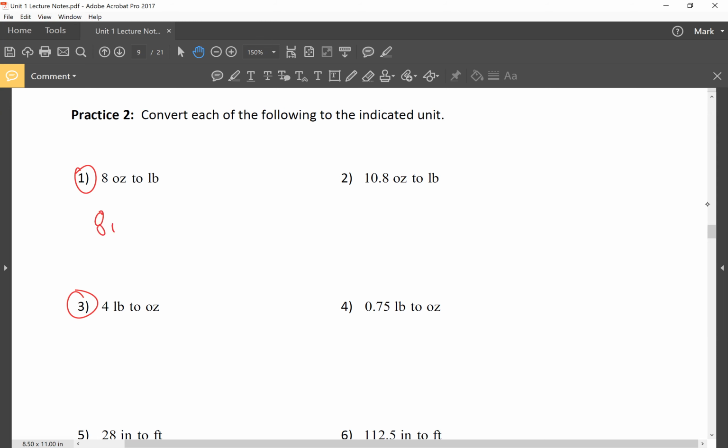So I have 8 ounces. I'm going to pounds. I know that there are 16 ounces in 1 pound. So 8/16 is 1/2, or you could say 0.5 pounds.